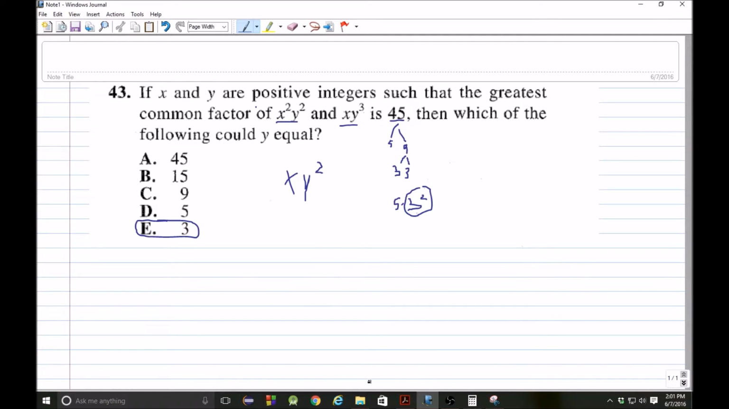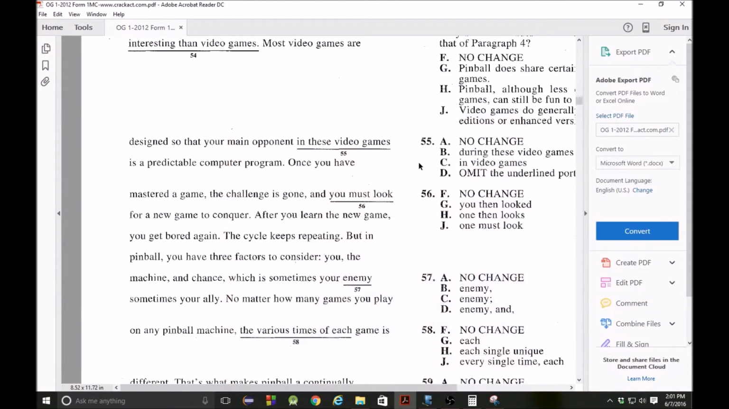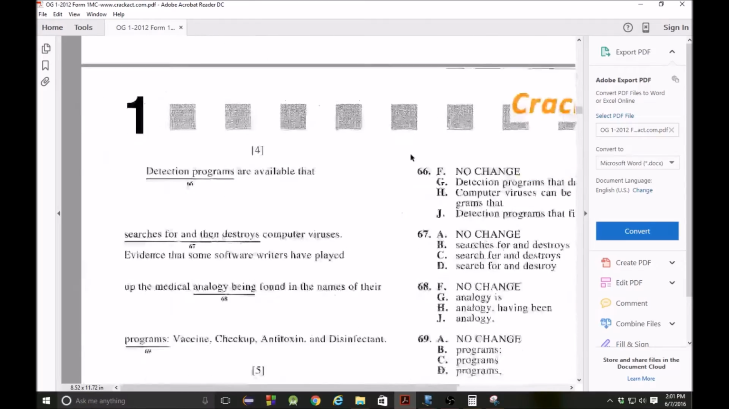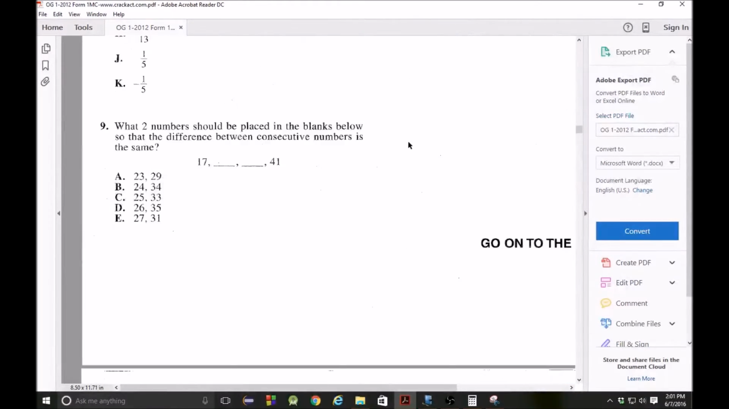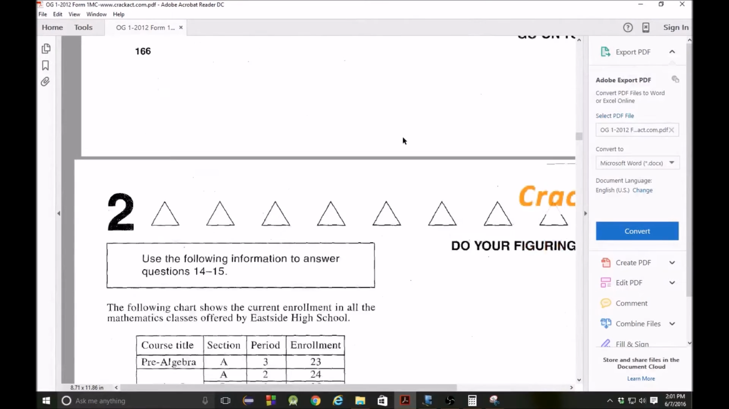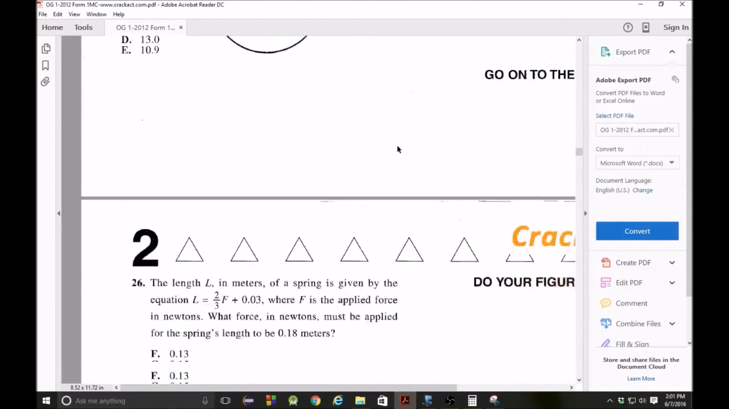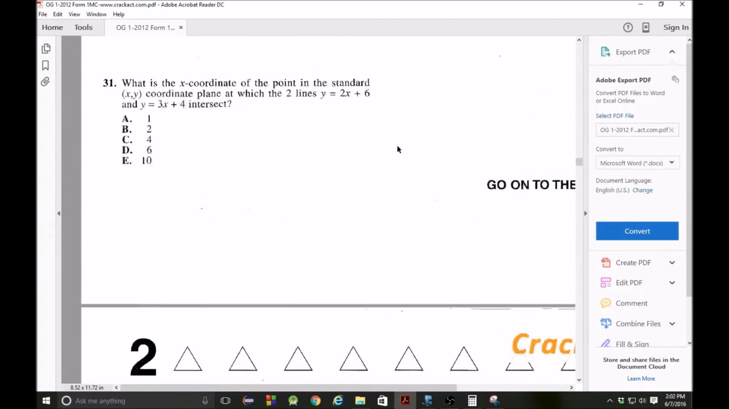So now let's go on to the next problem. What the heck did I do? I went into the reading section for some reason. Gosh. Which problem are we on again? 41, right? No, 43.